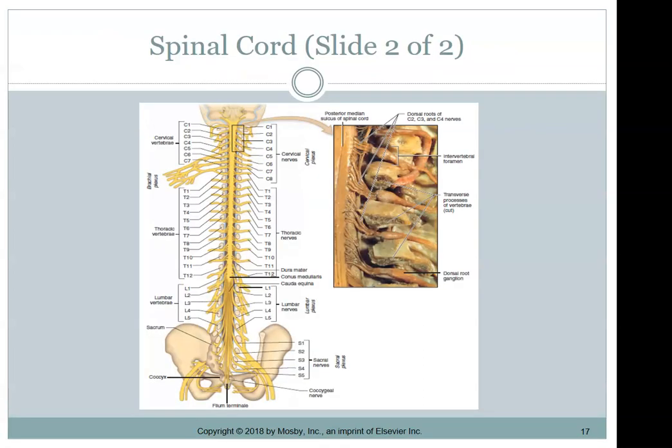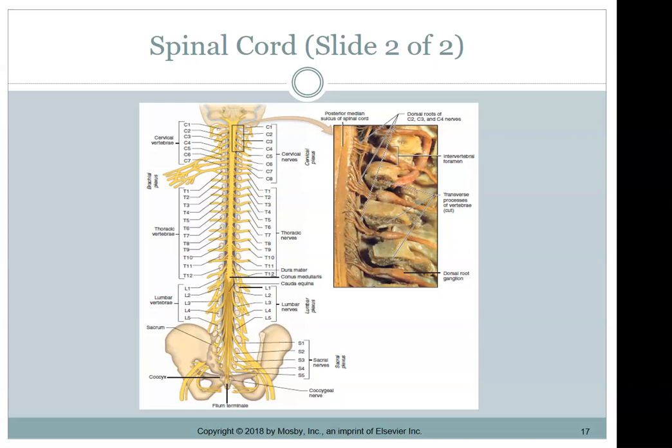Now, by looking at this illustration of the spinal cord, you look at the top, which is your neck area, and that's called your cervical vertebrae. And those are your C1 through C7. And in the middle of your body, which is where your lungs and your heart are, is your thoracic cavity. And those are T1 through T12. Then your lower part of your back, also known as the lumbar vertebrae, is L1 through L5.